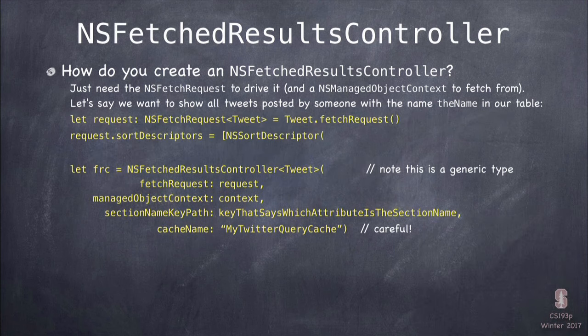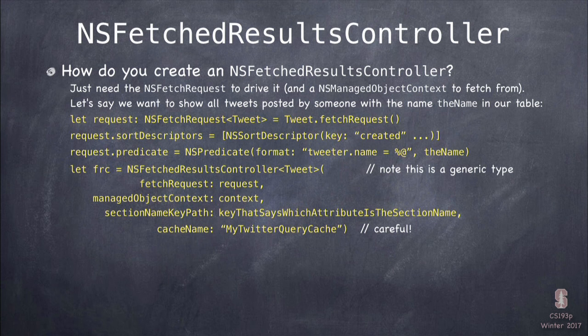So we have to create a fetch request to put in here. Here's an example of creating a fetch request for tweets. You recognize that first line there. I'm going to sort by when the tweets were created, when the tweet was tweeted out. And I'm going to look for all the tweets whose tweeter's name equals some name. So it's going to get all those tweets, and I'm going to set that request as the first argument there to NSFetchedResultsController.